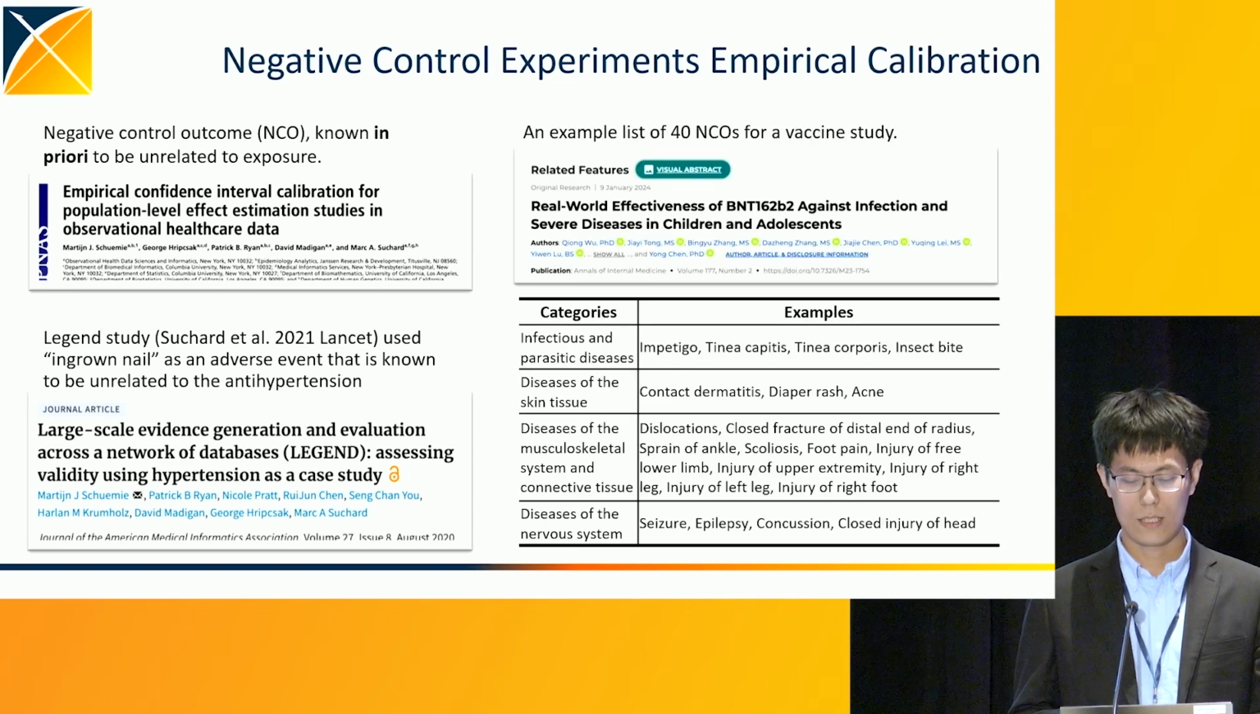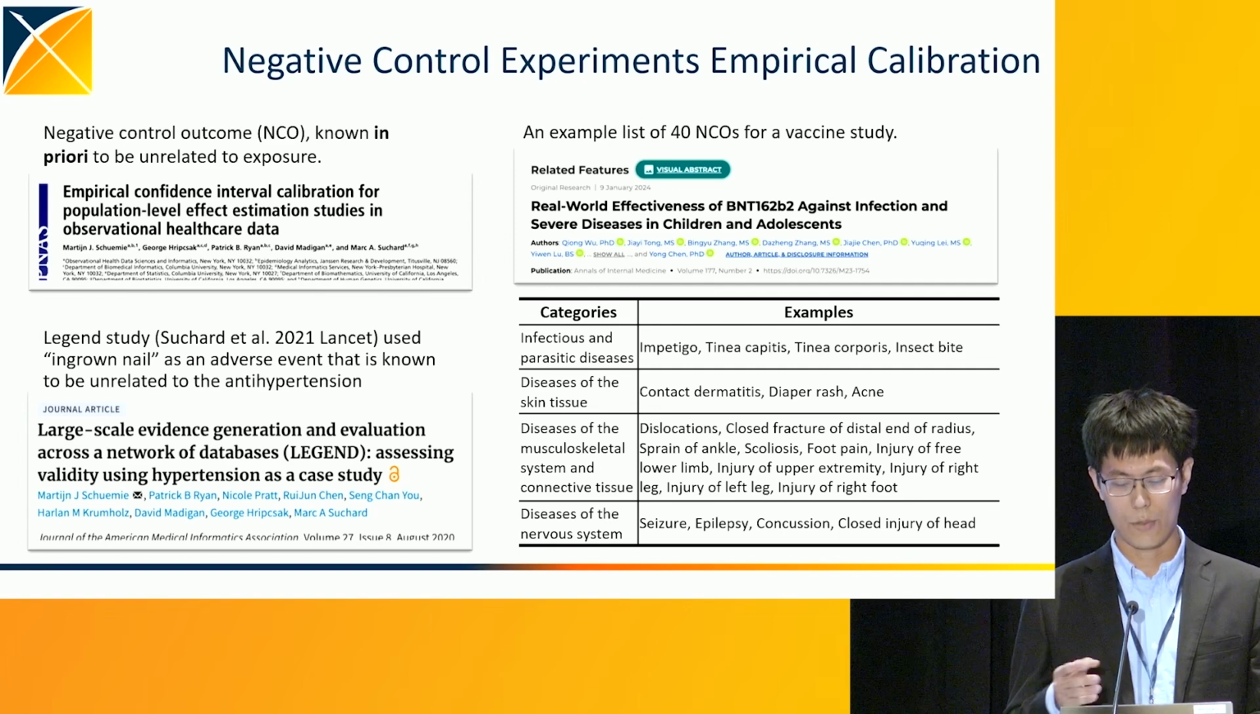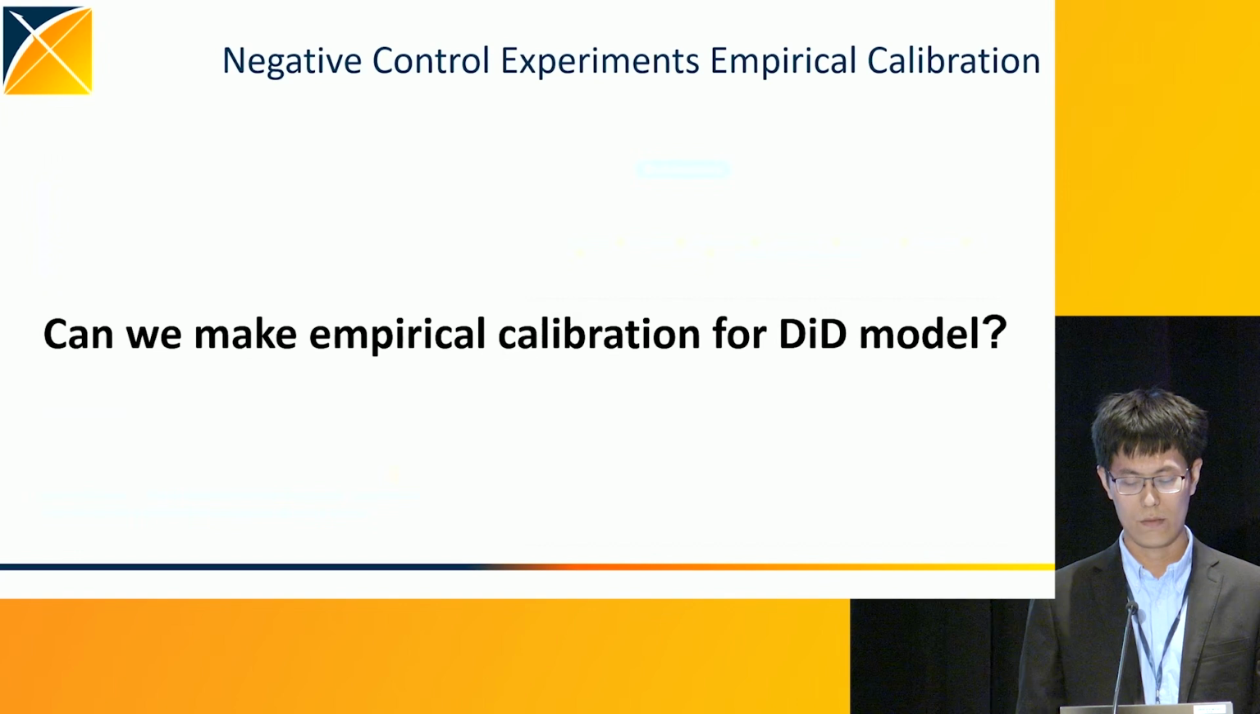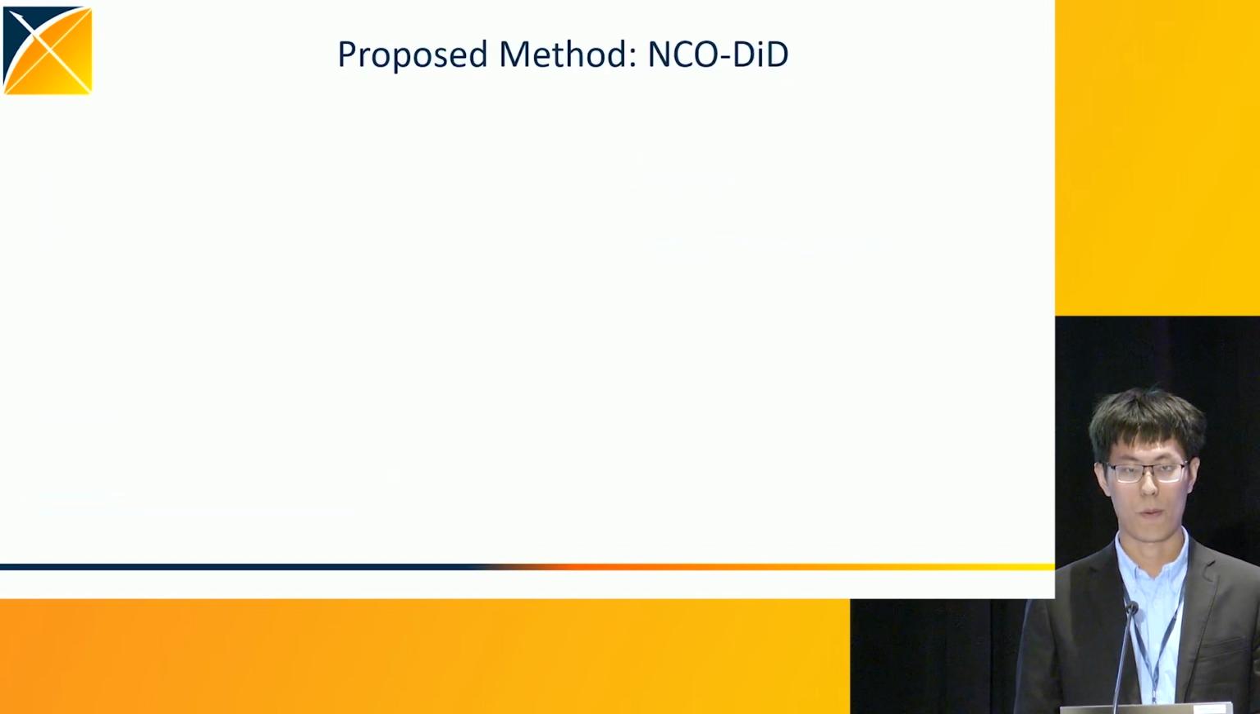And in a recent published paper from our group, we used the OHDSI framework to calibrate the systematic bias. And here's an example of the 40 NCOs. And here's the list of all the NCOs. So our question is, can we make an empirical calibration for the DID model? And here's our proposed method, NCO-DID.